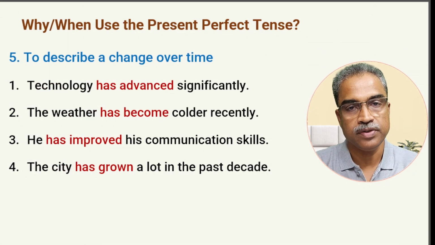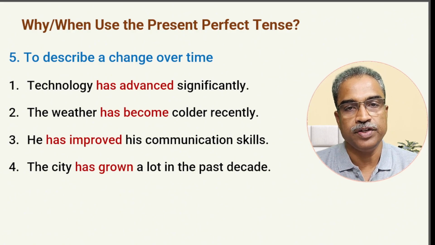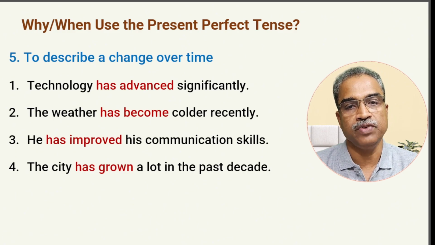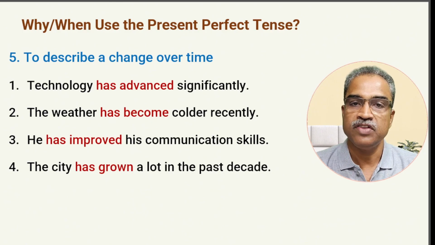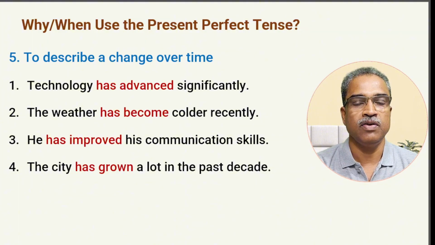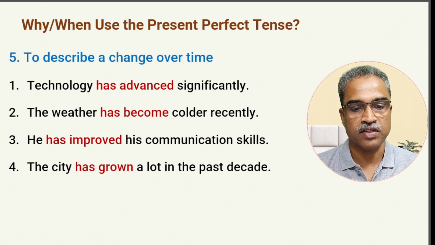Next, when do we use present perfect? To describe a change over time. For example, technology has advanced significantly. We make a statement here. A change has taken place or is taking place, or it is completed up to this moment when we speak it. So technology has advanced significantly.